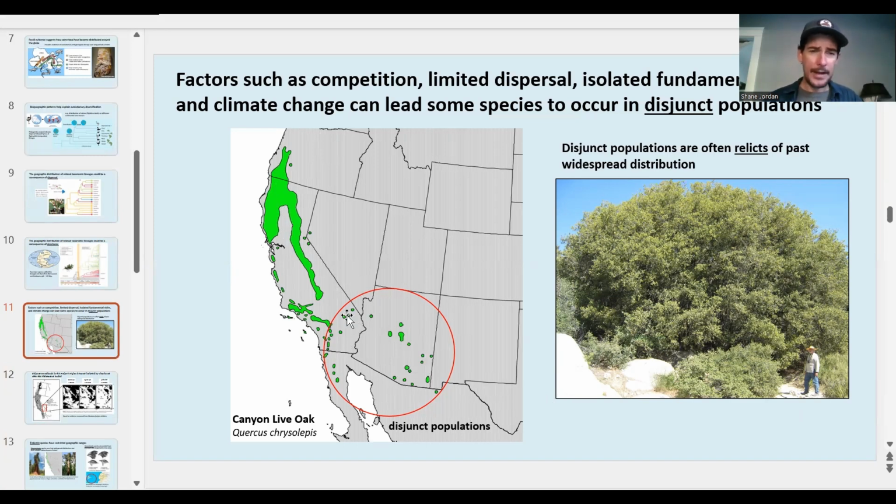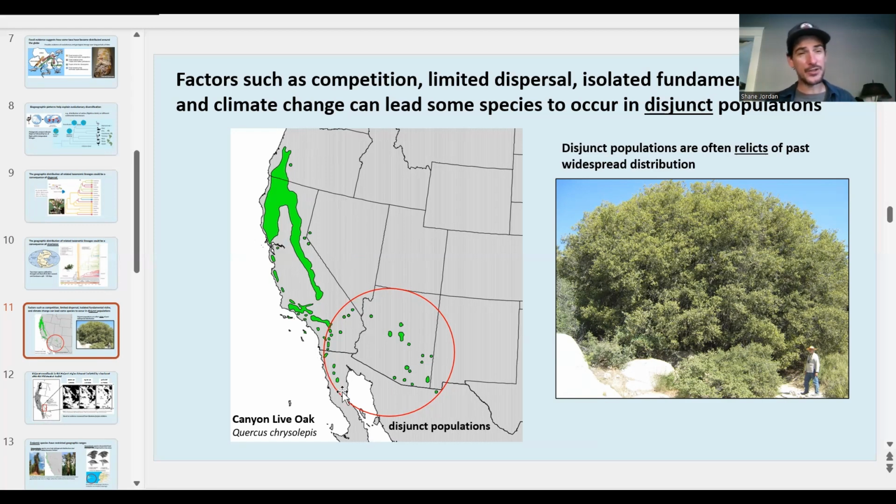And we can see that by and large, this species has a pretty continuous distribution in much of central and northern California, and to a lesser extent, it does also in southern California. But as we start to get into southeastern California, northern Baja, and parts of Arizona, the distribution of the species is extremely patchy. Each of these little blobs here represents disjunct populations of the canyon live oak. And as it turns out, these particular populations are relics of past widespread distribution. And so, probably something like 10 or 15,000 years ago, when the climate was a lot different in southwestern North America, there might have been much more continuous distribution of the species.